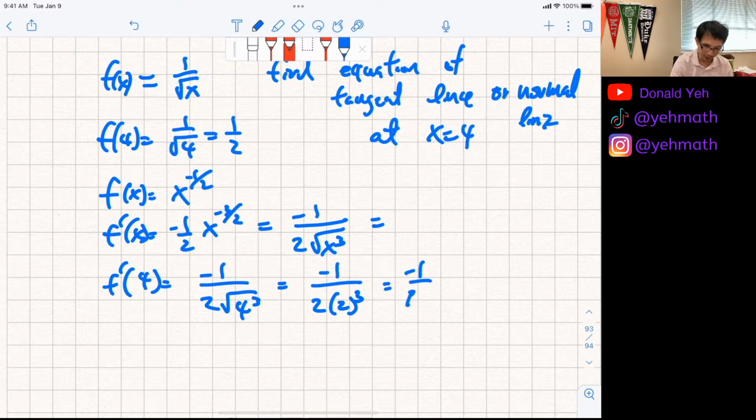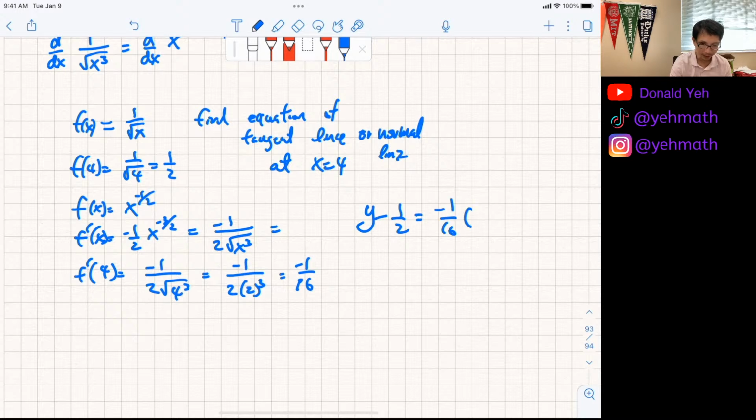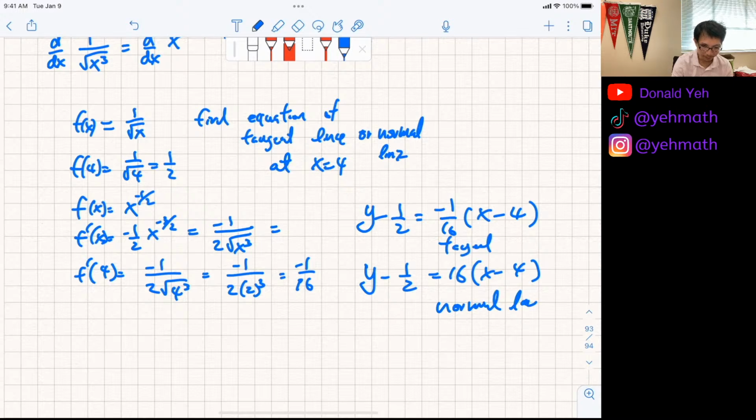No, the 16, sorry. Negative 1 over 16. So it's going to be y minus half is equal to negative 1 over 16 times x minus 4. Now, if it's the normal line, it's going to be y minus 1/2 is equal to 16 times x minus 4. This is the normal line. This is a tangent line.